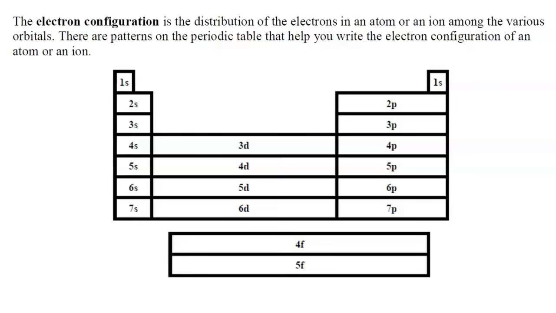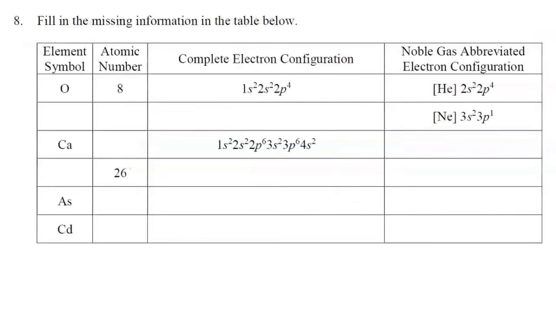All right, let's go ahead and take a look at question number 8. We're given element symbol, atomic number, complete electron configuration, and the noble gas abbreviated electron configuration. So again, this should be a review of things you have already learned about electron configuration. Let's take a look at our first row of the table where we have oxygen, atomic number 8. The electron configuration is 1s2, 2s2, 2p4, and the abbreviated version of that would be helium in brackets, followed by 2s2, 2p4.